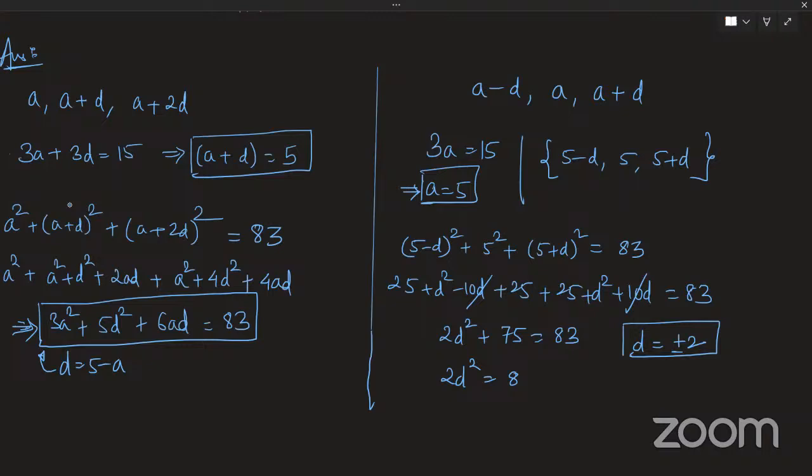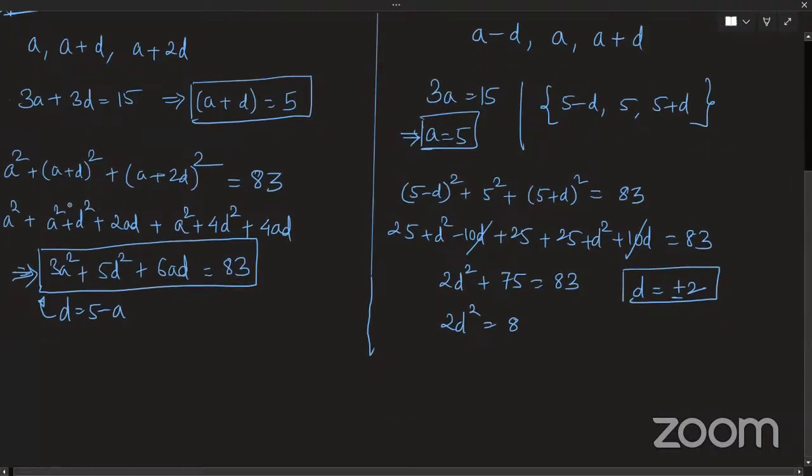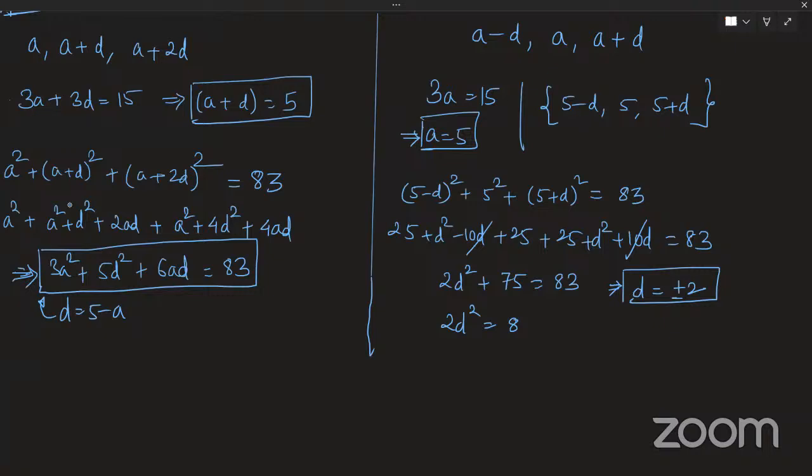So now you don't need to solve the quadratic equation. What was happening in the other case was you actually needed to solve a quadratic equation, but here you don't need to, because you directly get 2d square is equal to 8. So with that, what are your three numbers? Can anyone tell me the value of a minus d, a and a plus d? What are my three numbers?